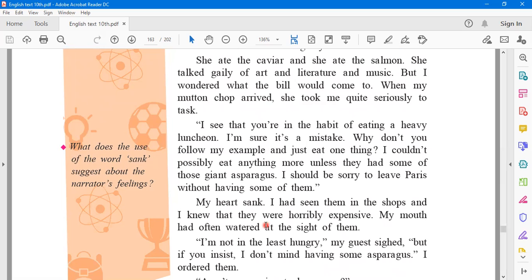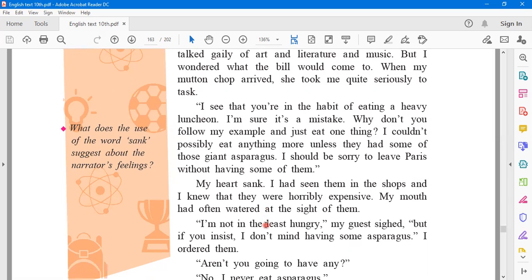"I am not in the least hungry," my guest sighed. "But if you insist, I don't mind having some asparagus." Now, if you want, I'll order a little asparagus. That is what she said. So she ordered it.